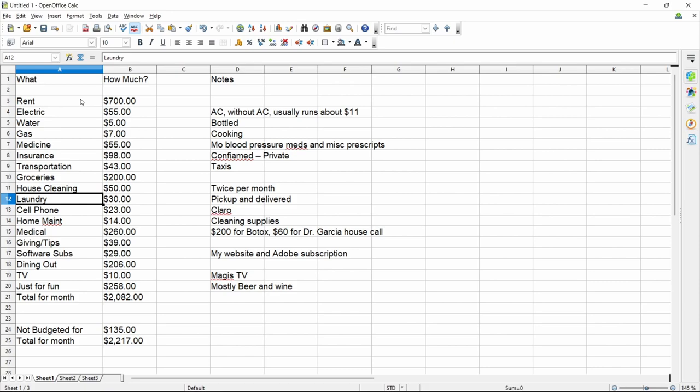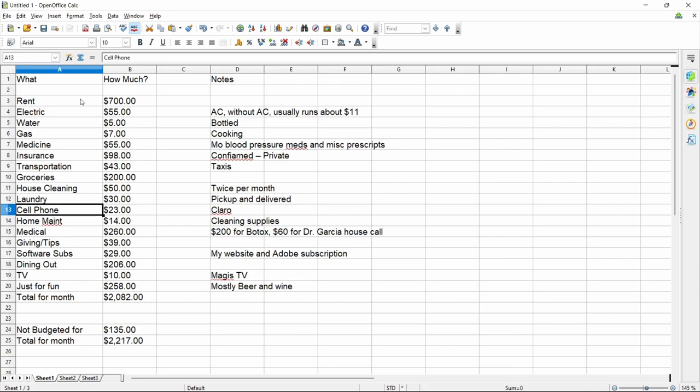My laundry service is $30. They pick up and deliver. They come by every Monday and pick up my laundry. They bring it back on Tuesday, nice and clean and folded. And that includes pickup and delivery. I believe they charge a dollar for picking up and delivering.